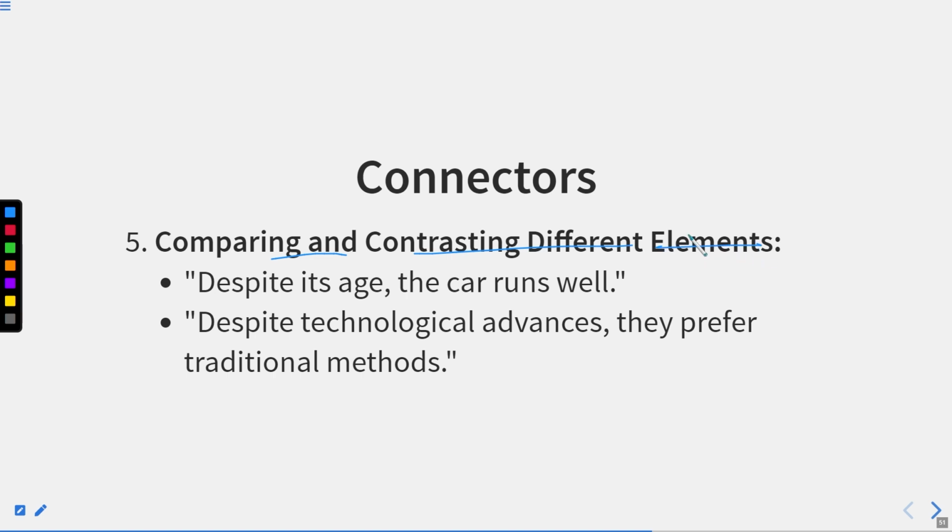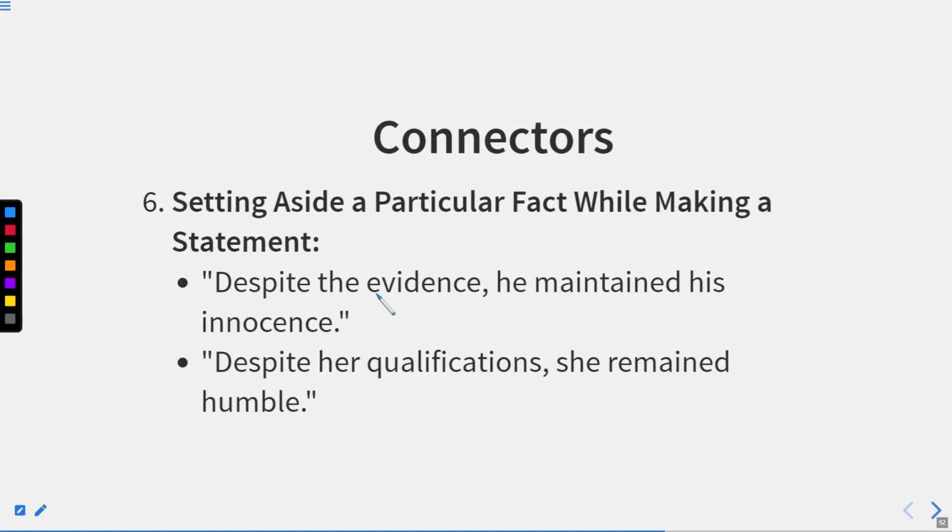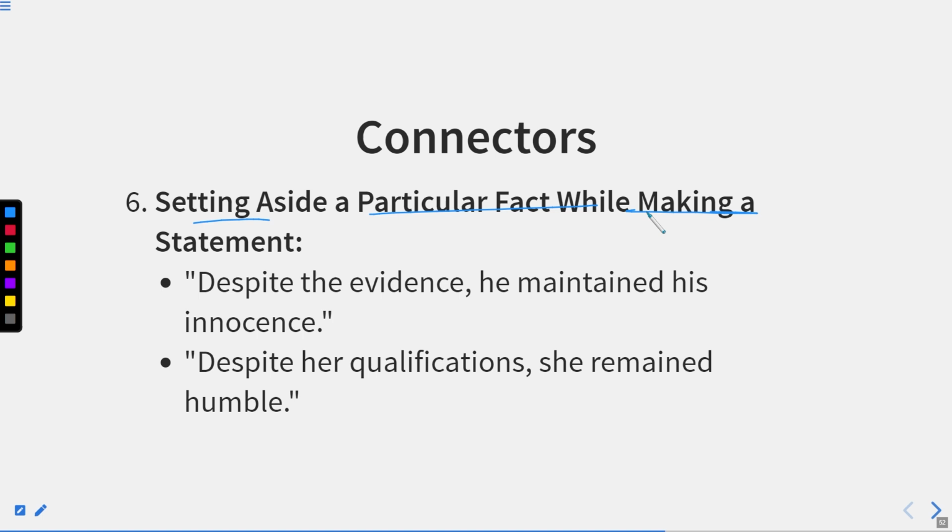Comparing and contrasting different elements. Despite its age, the car runs well. Despite technological advances, they prefer traditional methods. Setting aside a particular fact while making a statement, despite the evidence, he maintained his innocence. It means though there was evidence, still he maintained his innocence.